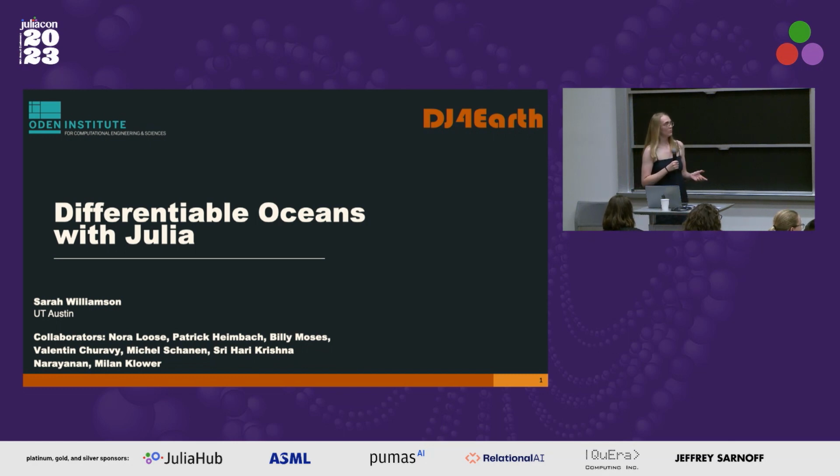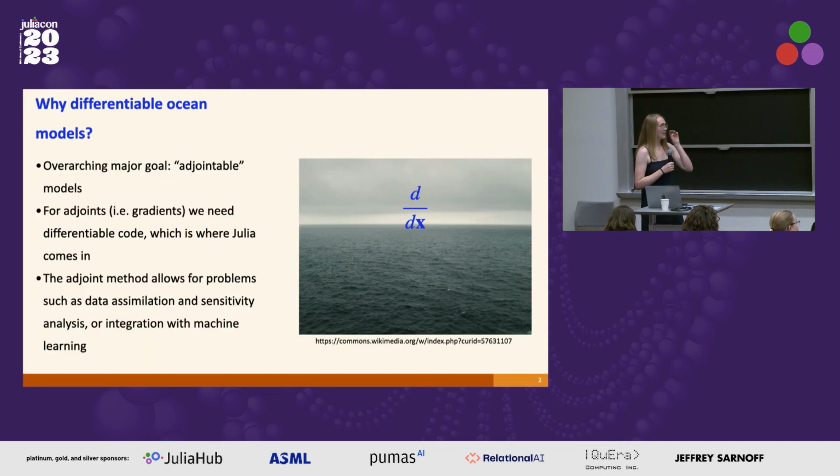The first part of my talk will be a bit more on the mathy technical side, like the methods that we're using. And then the second half will be how we're doing this in Julia. So let's get started. Why are we interested in differentiable ocean models? Our overarching major goal is something called adjointable models, which basically means I want to do something called the adjoint method. And for adjoints, which we should think of as gradients, we need differentiable code, and this is where Julia is going to come in. The adjoint method allows for problems such as data assimilation and sensitivity analysis, or furthermore, integration with machine learning. Basically, in a neural net, you need gradients. The adjoint method can help you compute those.